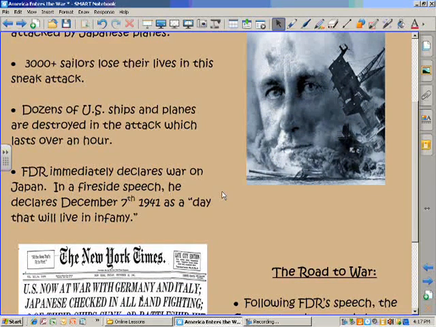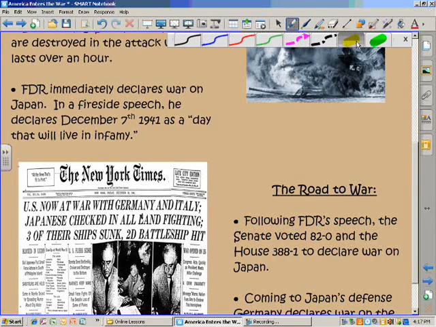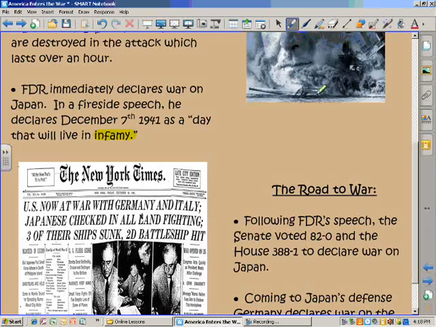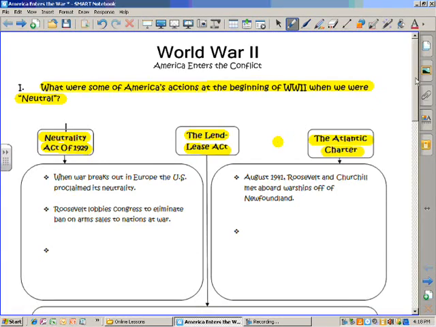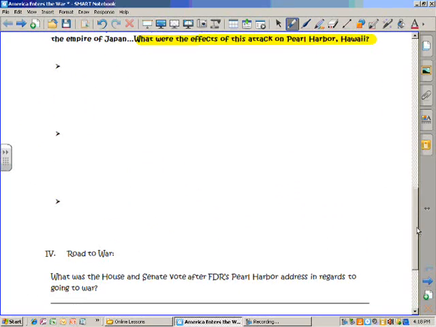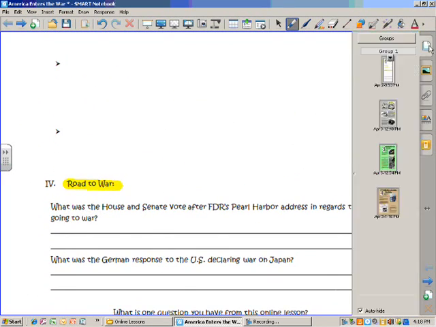Dozens of U.S. ships and planes are destroyed in the attack, which lasts over an hour. And FDR immediately declares war on Japan. In his fireside speech, he declares December 7th a day that will live in infamy. So I'm going to highlight that there. So we talked about what happened to the United States. What were the effects? Now let's look at our road to war. And this will be the final part of this lesson.